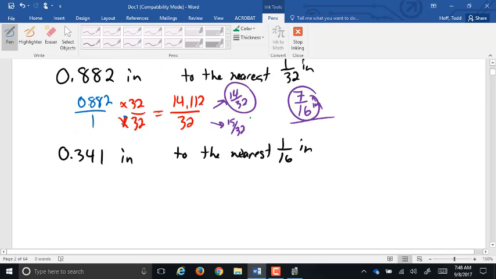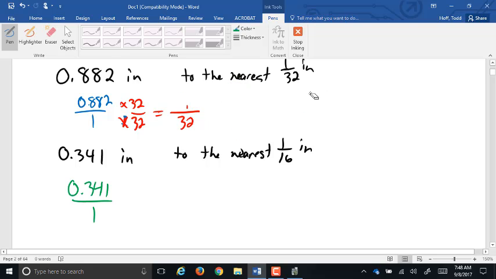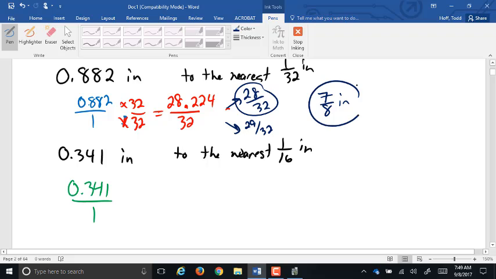Down here, 28. Yeah, that does look a little small, doesn't it? What'd you get there? 28.224. So that's between 28, 32nds, and 29. I think you multiply by 16 instead of 32. So 28 is closer. So that is what? 7/8. So 7/8 of an inch.